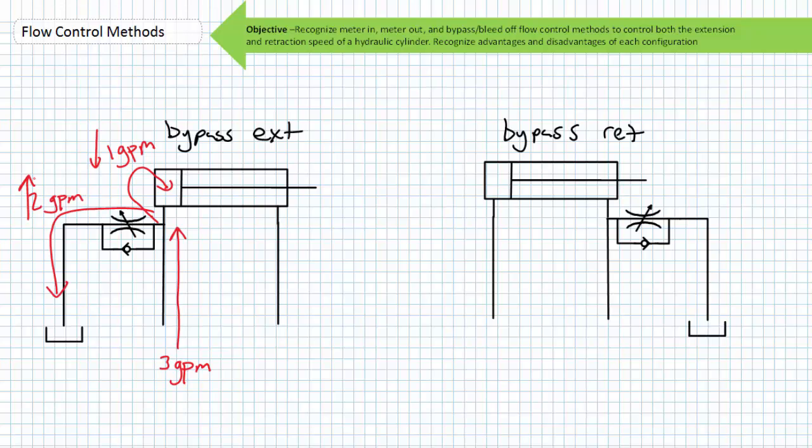While one can control extension and retraction speed using bypass or bleed-off flow control methods, it's probably not the best configuration for the controlled descent of a lifted object or a tilted load, because it does not allow for the controlled emptying of a fluid power actuator supporting a load. It only diverts supplied flow away from an actuator. You'd have to use a meter-out configuration or a counterbalance valve, a type of pressure control valve we'll be talking about in later lectures, to do this.